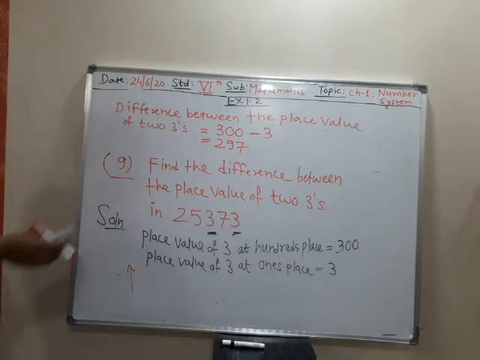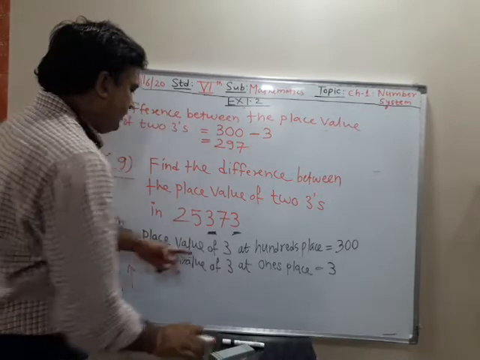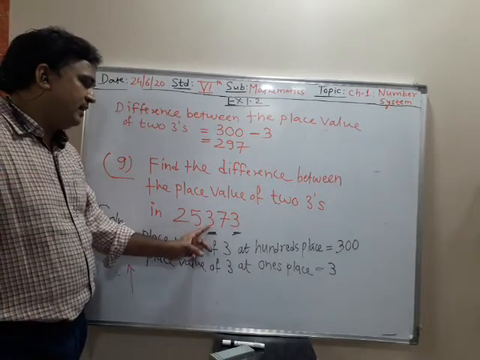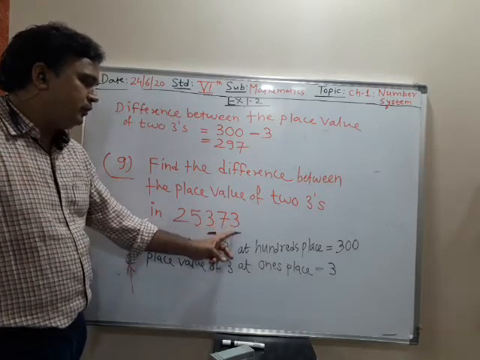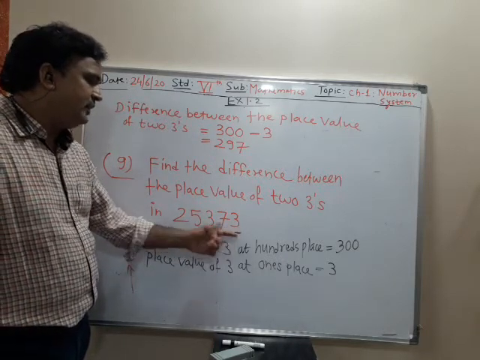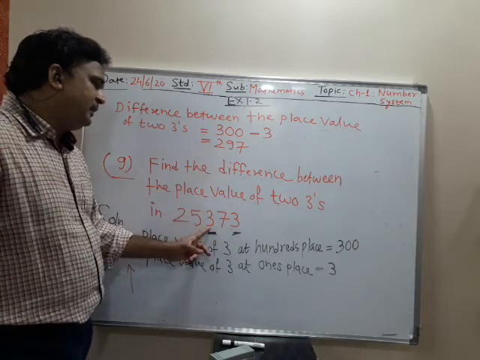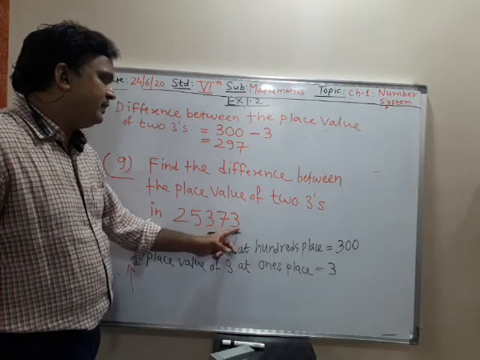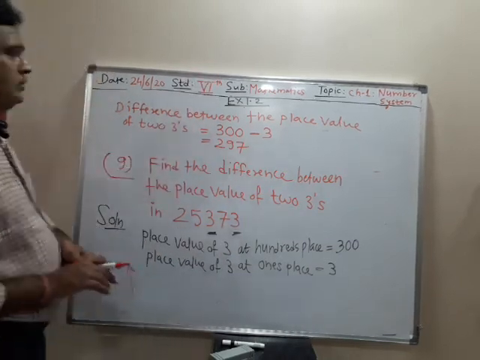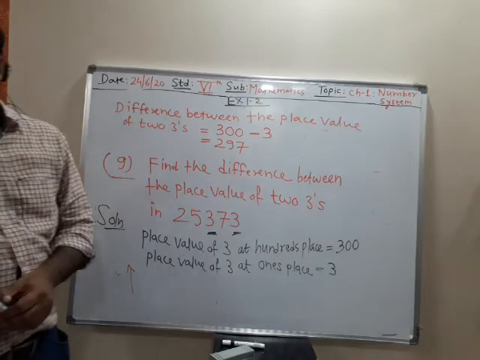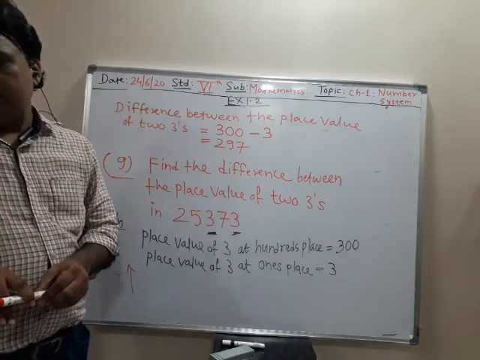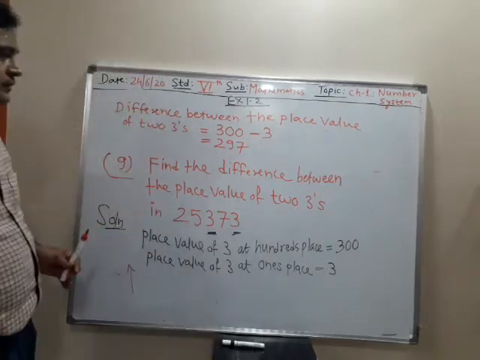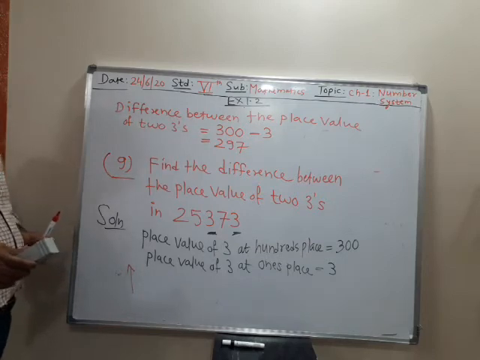So the difference between the place value of two threes, this is the number. This 3 is at hundreds place, so the place value will be 300. This 3 is at ones place, so the place value will be 3. Difference means minus. So 300 minus 3 is 297. So this is the difference between the place value of two threes. Yes, write fast.